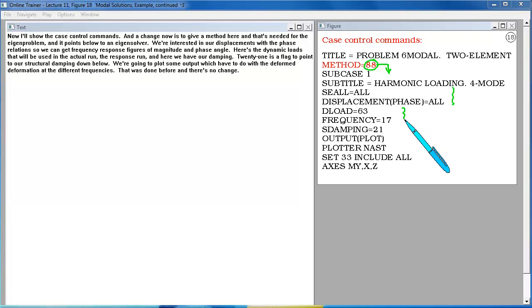Here's the dynamic loads that will be used in the actual run, the response run, and here we have our damping. 21 is a flag to point to our structural damping down below. We're going to plot some output which have to do with the deformation at the different frequencies. That was done before, and there's no change.